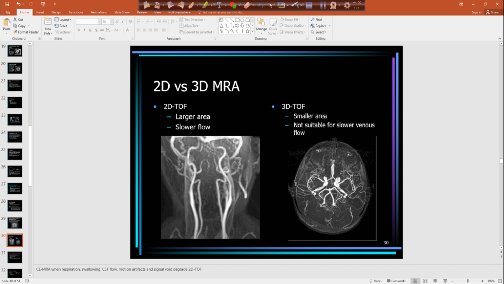2D time of flight is good for larger areas and slower blood flow, like our carotids or our venous structures, and then our 3D time of flight is better for a smaller field of view, and it's really good for imaging very fast flow with a lot of twists and turns within that particular vessel, like our circle of Willis.